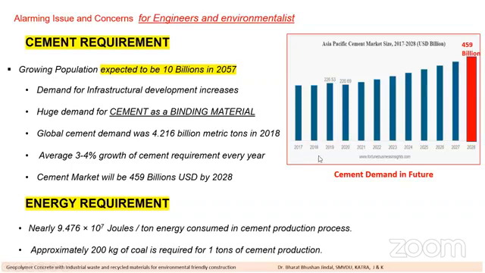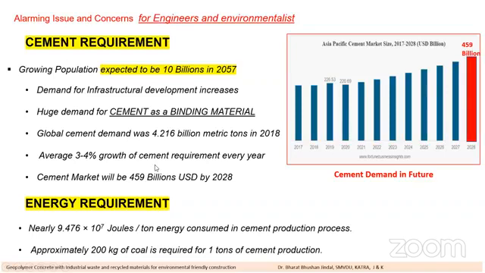Now, this global cement demand is estimated at nearly 4.216 billion metric tons in 2018. From the right side graph, cement demand in future, you can easily analyze that every year the demand for cement is increasing. We expect the average growth of cement requirement to be 3 to 4% every year. And it is expected that in 2028 the cement market will be worth approximately 450 billion US dollars.